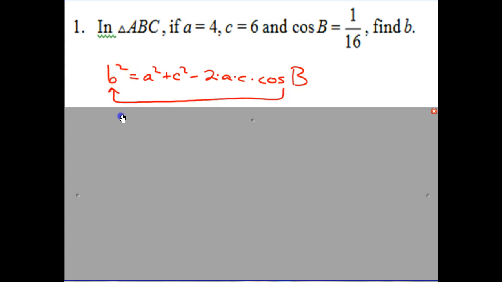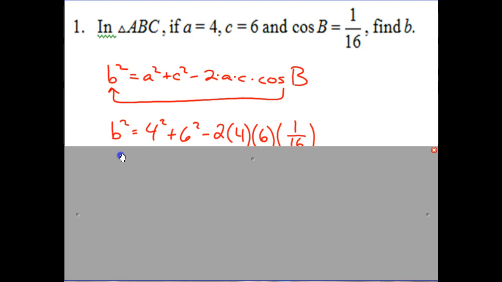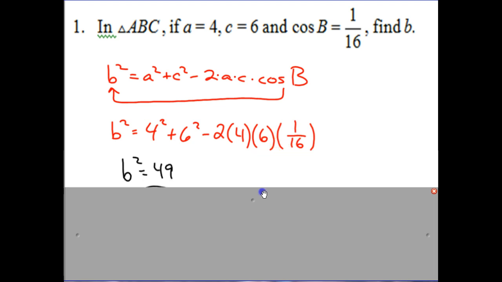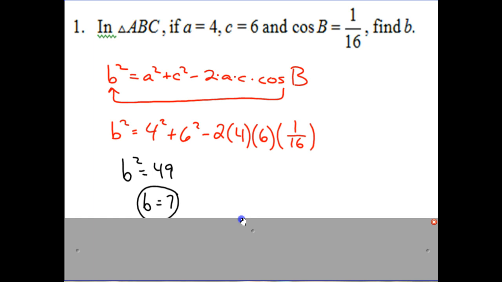Okay. Now it's just sub in all the stuff you know. So 4 squared plus 6 squared minus 2 times 4 times 6, but there's no cosine involved because the value of cosine of B is 1/16. Okay, so it's not cosine of 1/16. Cosine of B is 1/16, so it's just the fraction here. Again, these are all numbers. Pop that in your calculator, it comes out to be a 49. So when you square root, B is equal to 7. Does that make sense? Well, I suppose it could work with side lengths 4 and 6. Seems reasonable.